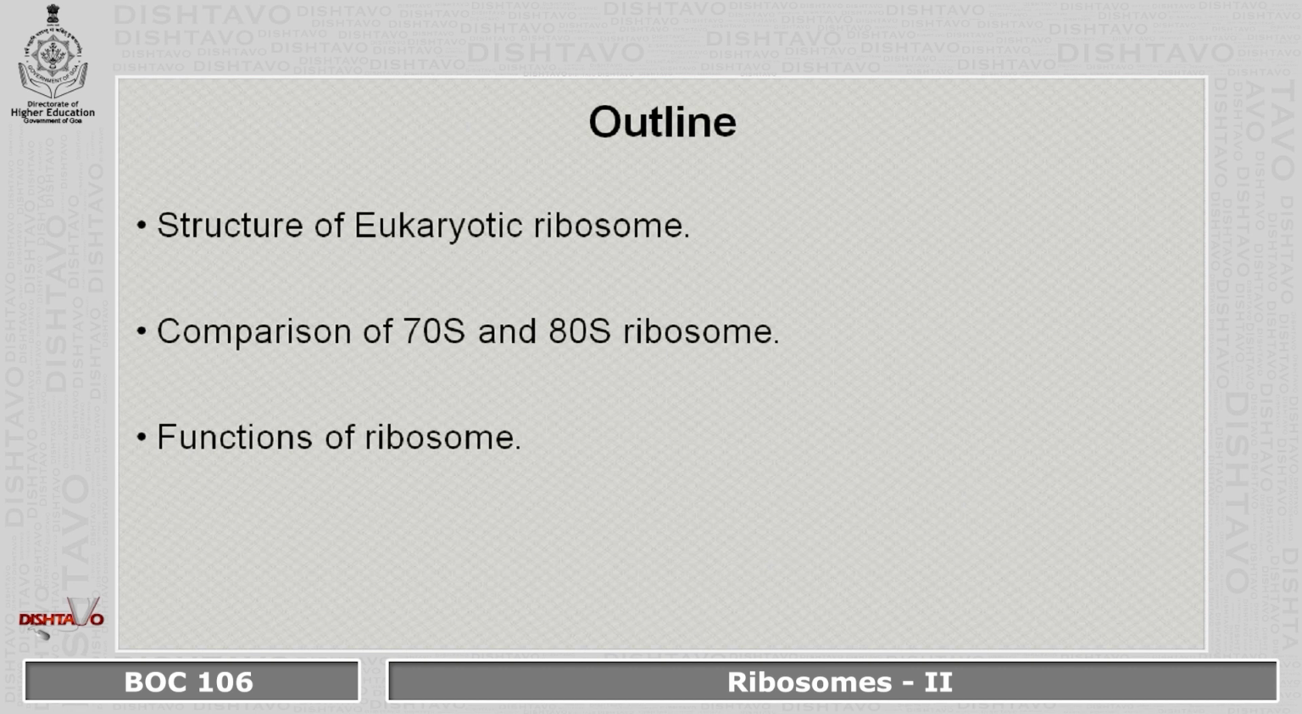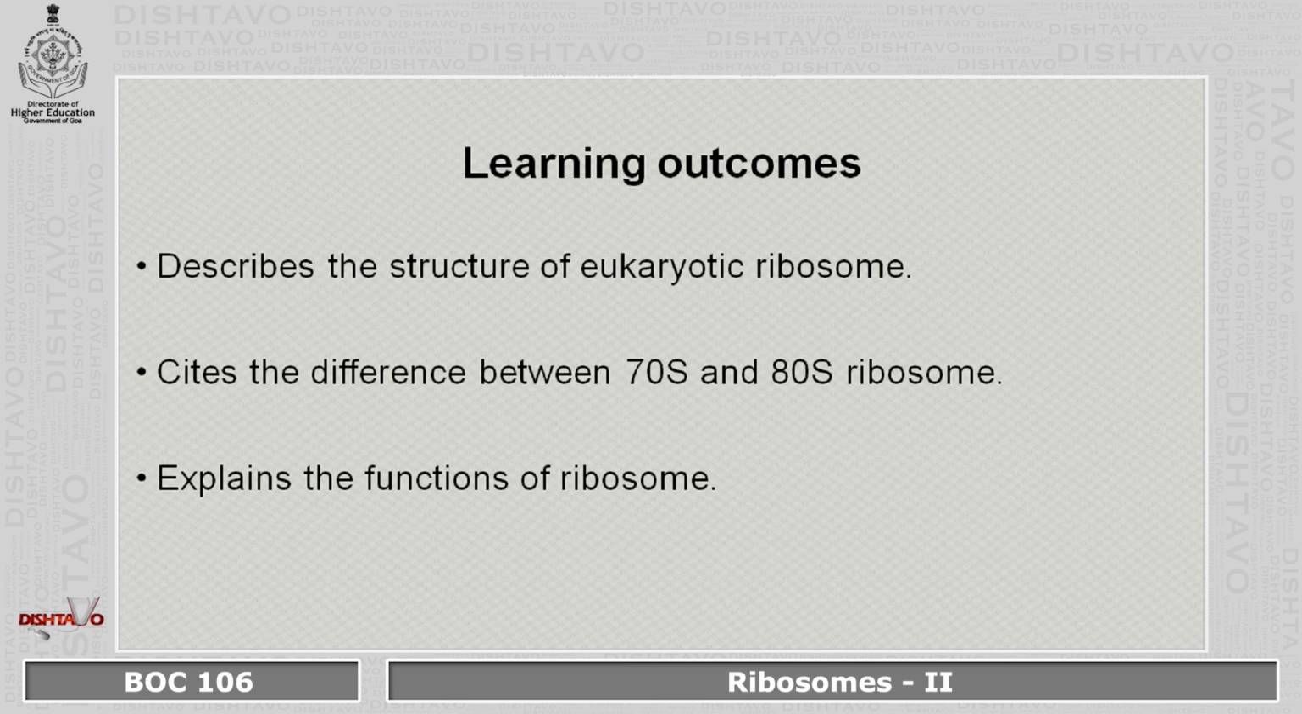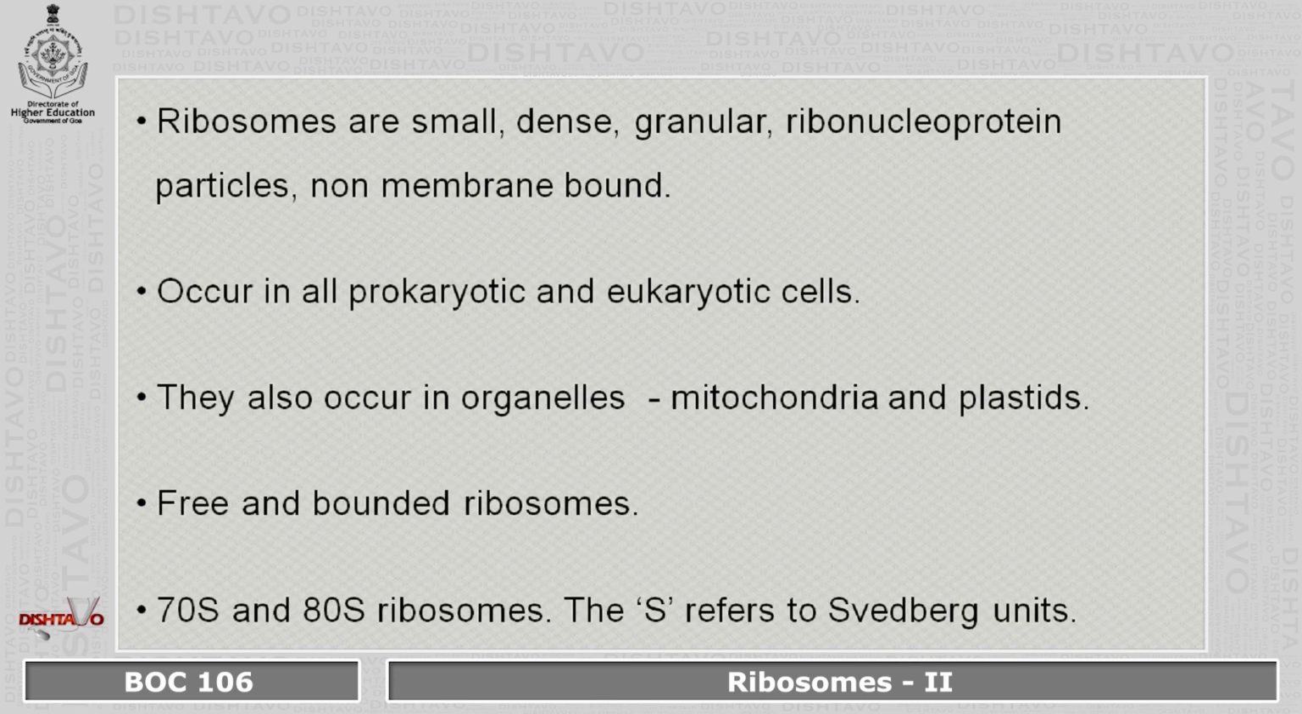In this module, we are going to learn the structure of eukaryotic ribosome, comparison of 70S and 80S ribosome, functions of ribosomes. On the completion of this module, you will be able to describe the structure of eukaryotic ribosome, cite the difference between 70S and 80S ribosome, and you will be able to explain the functions of ribosome.